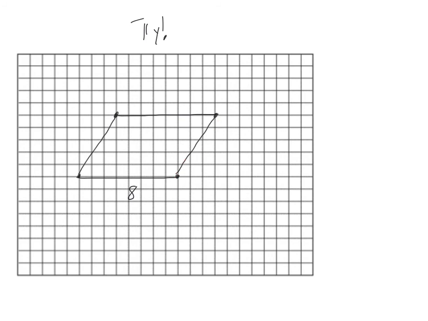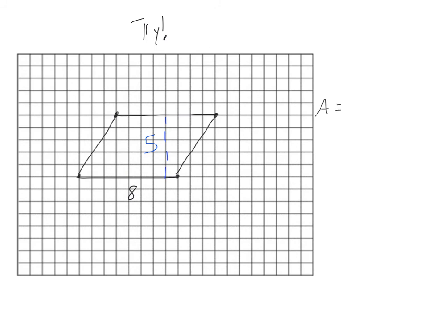Wrong. Remember, the height is perpendicular to the base, or it forms a right angle. So you could count from there, or from there, or from there. It doesn't matter, they're all going to be the same. So let's just count from here, on that line. Starting here: 1, 2, 3, 4, 5. The height is 5.